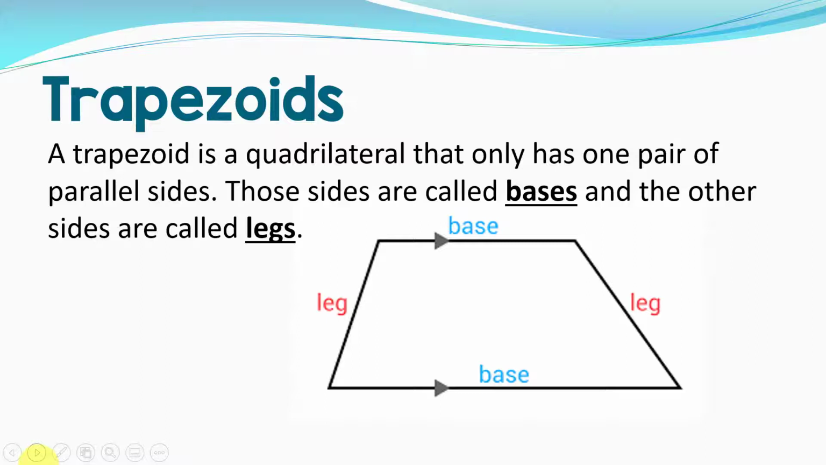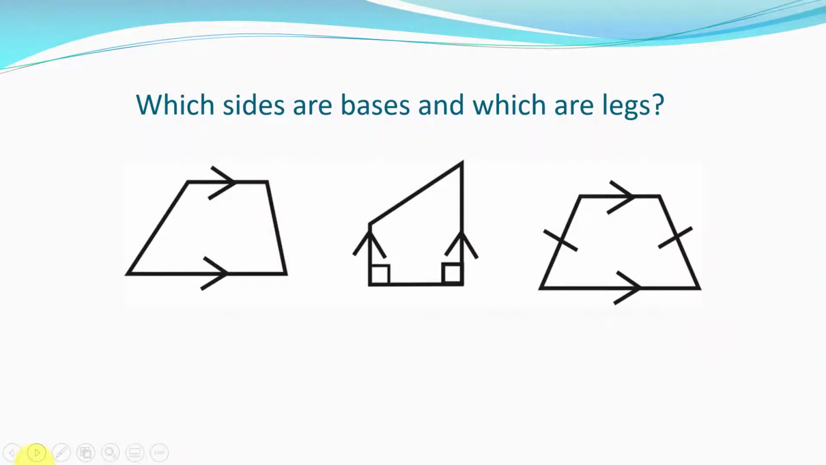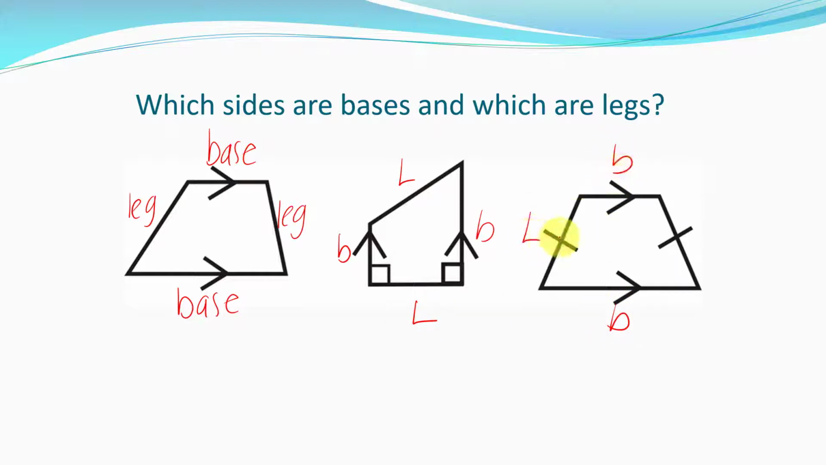Those are called the bases, and the other parts are called the legs. So the parallel sides are called the bases, and it doesn't matter which way it's facing in your picture. The bases are the parallel sides. All right, so what are the bases? What are the legs? Parallel sides are your bases. This is a base, and this would be a leg. This would be a leg. All right, base, base, leg, leg.